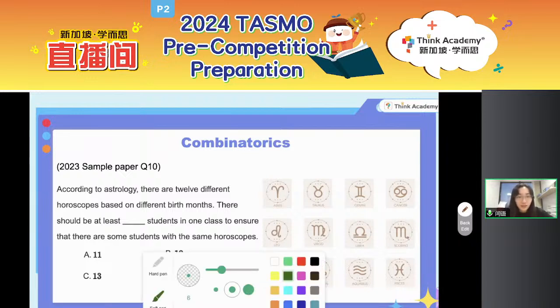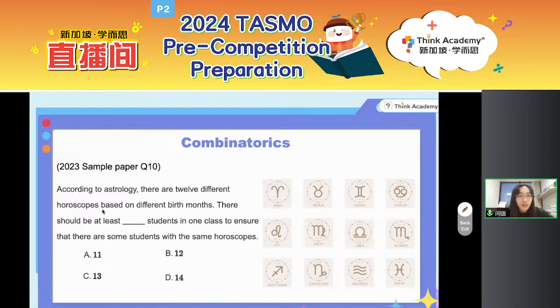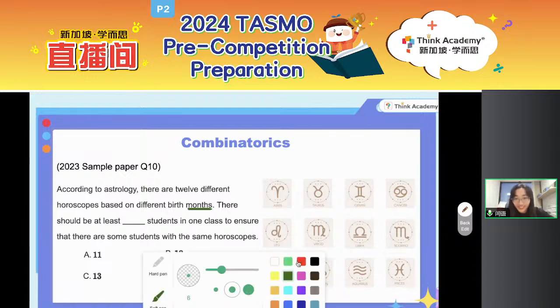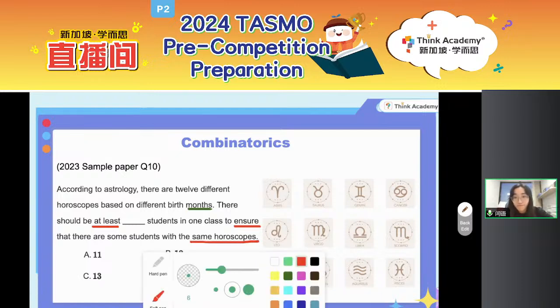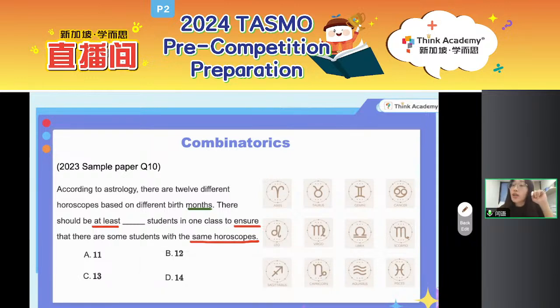Here you can see that there are 12 different horoscopes based on different birth months. Think about it. How many months are there in 1 year? Yes, only 12, right? And then the question is asking, there should be at least how many students in one class to ensure that there are some students with the same horoscopes. How can we figure out this part? Pay attention to the meaning of ensure, okay? Even in the worst case scenario, you still can ensure that some students have the same horoscopes.